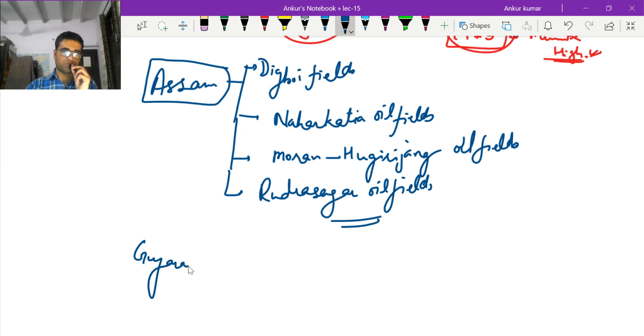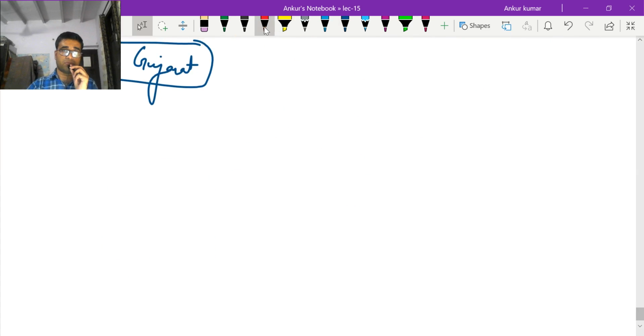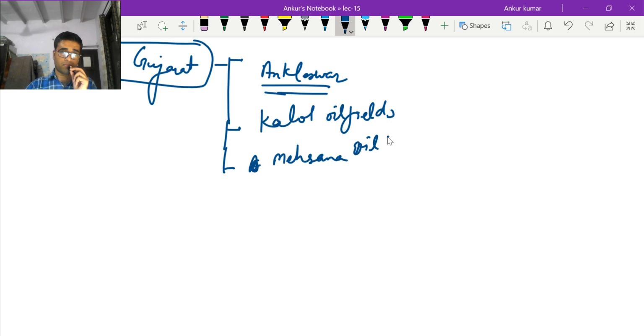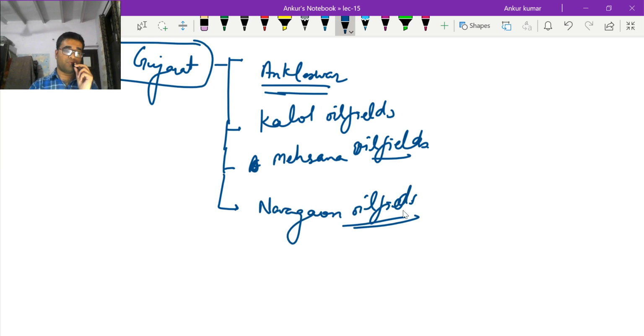Moving on to the next, that is Gujarat. So the oil fields of Gujarat are, first one is Ankleshwar. This is the largest oil field outside Assam basically. Then you have the Kalol oil fields, again in Gujarat. Mehsana oil field. Okay. Then you have Nawagam oil field. Okay. These are the oil fields of Gujarat.